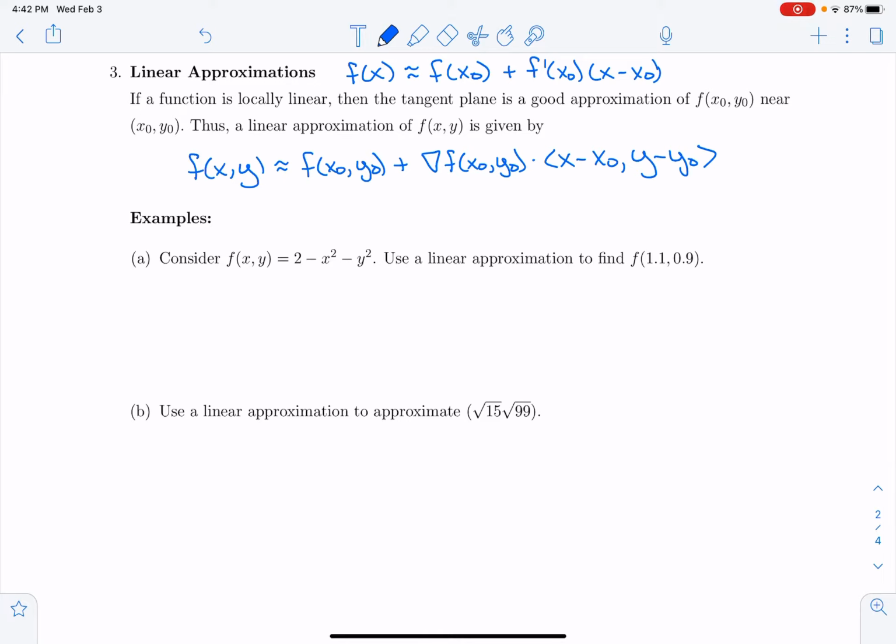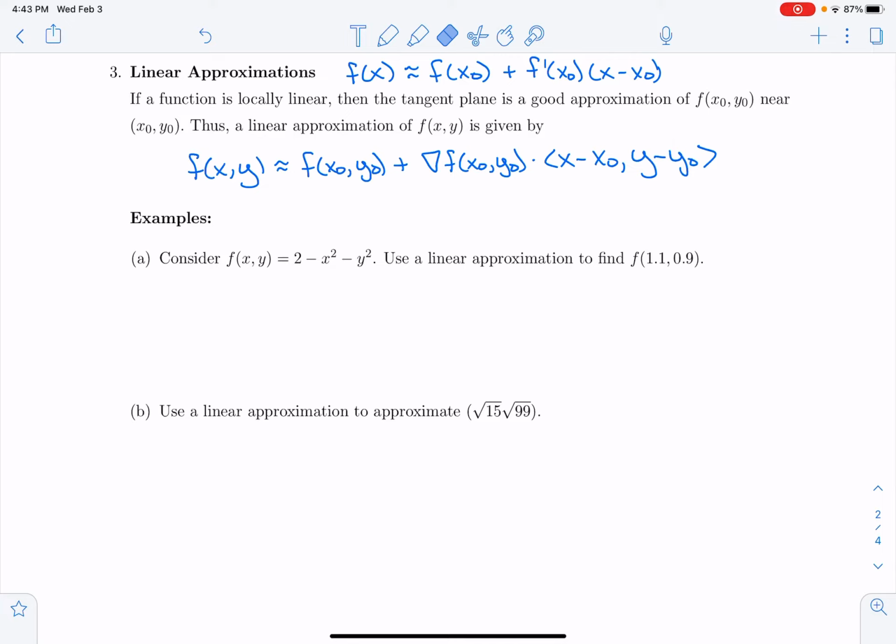You can see that for a single variable function, that's approximately the tangent line. And then for this multivariable function, f of x y, that's approximately equal to the tangent plane. And so both of these tangent line and tangent plane approximations are called linear approximations. So let's do some examples involving linear approximations.